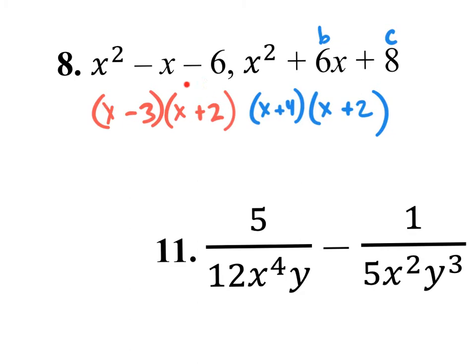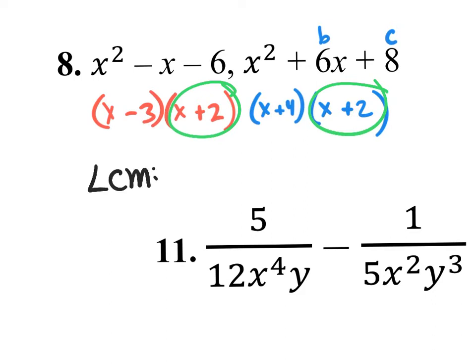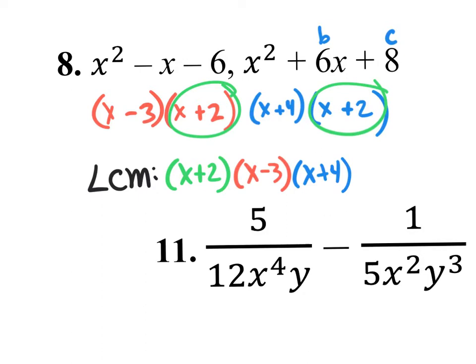So we have our factored form of the first item, our factored form of the second item. Does anything pair up? Yes. We have the x plus 2 and the x plus 2. So our LCM is going to have that x plus 2 written one time. Whatever pairs up, you write it one time. What about everything else? You bring it down. And as you could see, that's what I did. I took the x minus 3, the x plus 4. There's my LCM.